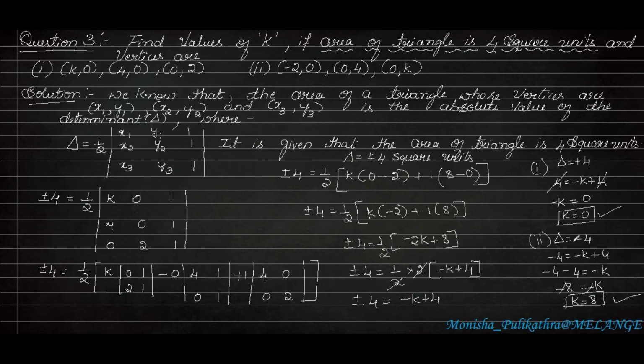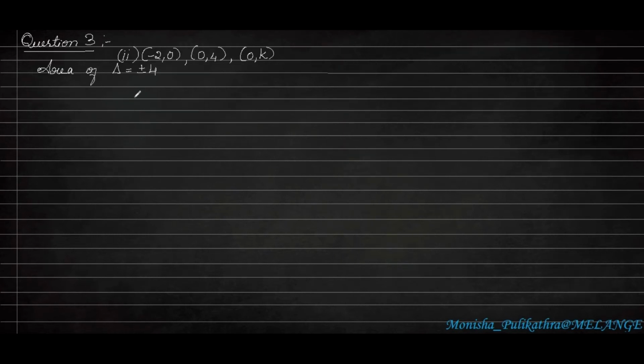There is one more sub question in this series, the second one. So let us do it. I hope you understood this. Moving on to the second sub question of question 3. It is in the same manner which we have done the previous sum. So here area of triangle has been given. We need to find the value of k.